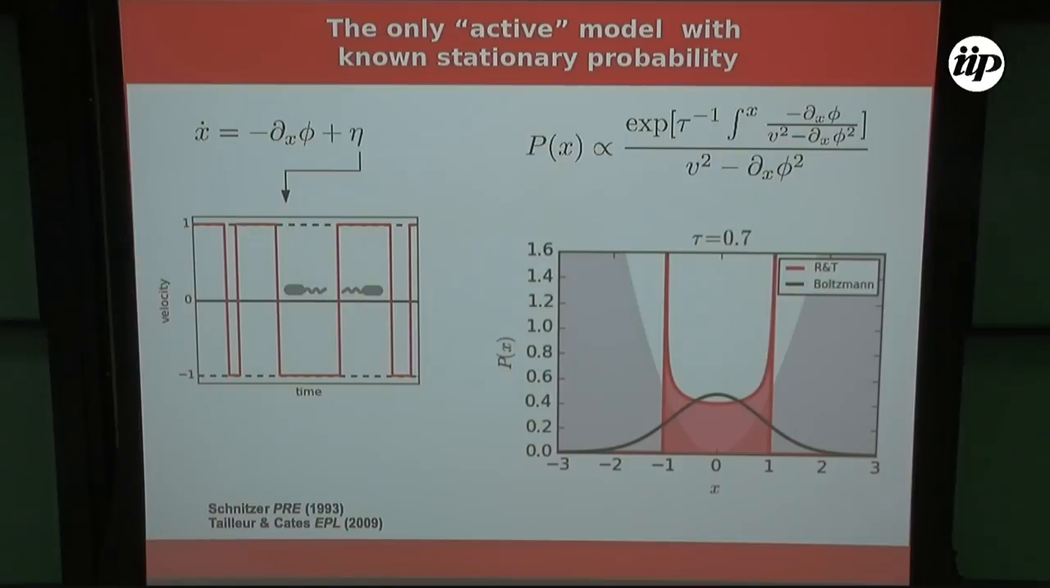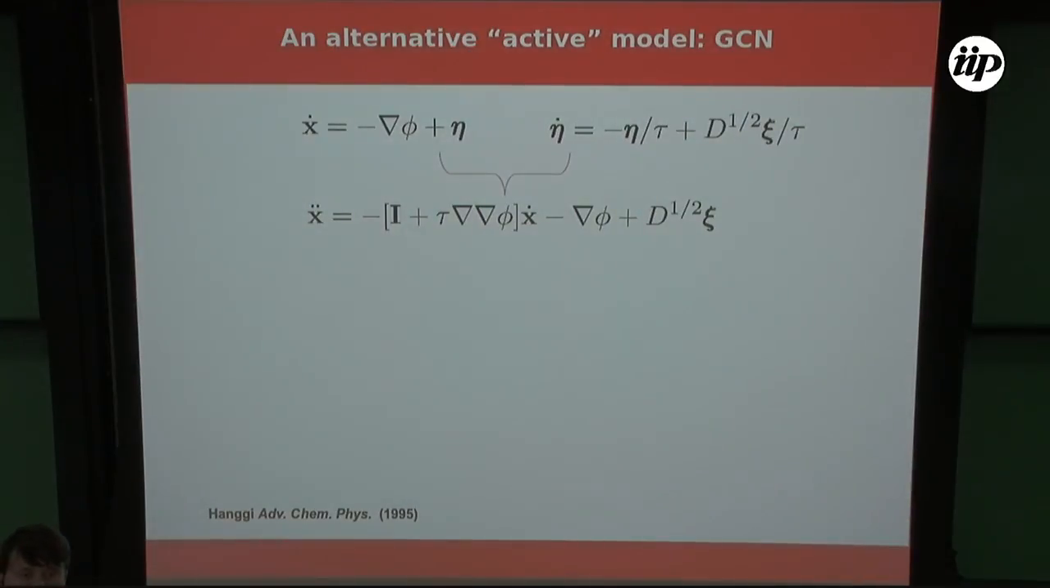So I decided to look at another model. It's an alternative model where now I write it in multidimensional form. Now the x is a vector, the x dot is a vector. I take the gradient of a potential. And then I have the noisy propulsion term, the noisy propulsion force, that instead of being run and tumble is produced by an Ornstein-Uhlenbeck process. So it's a Gaussian colored noise, what comes out of this auxiliary equation for the noise.